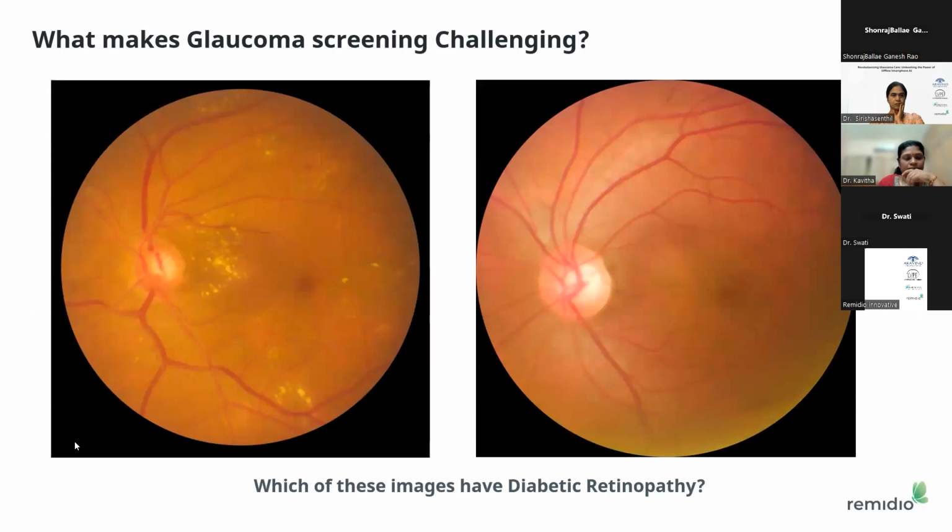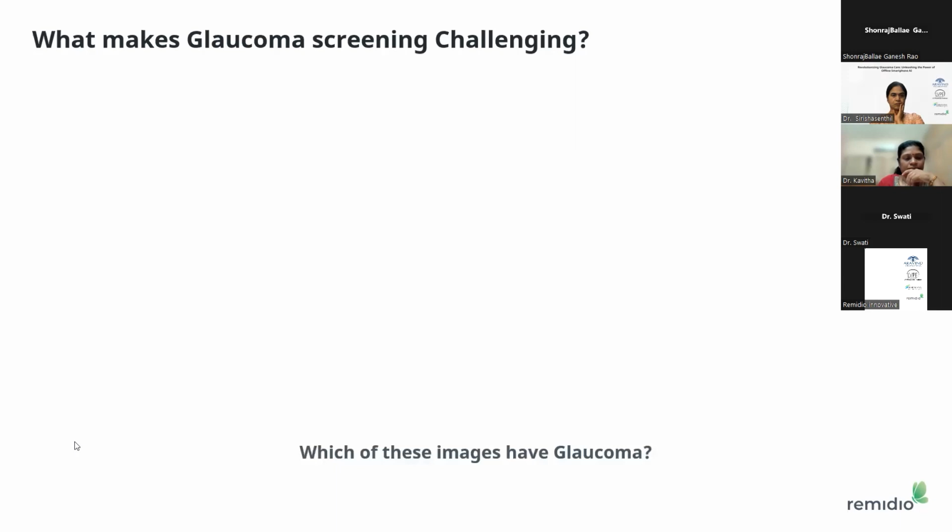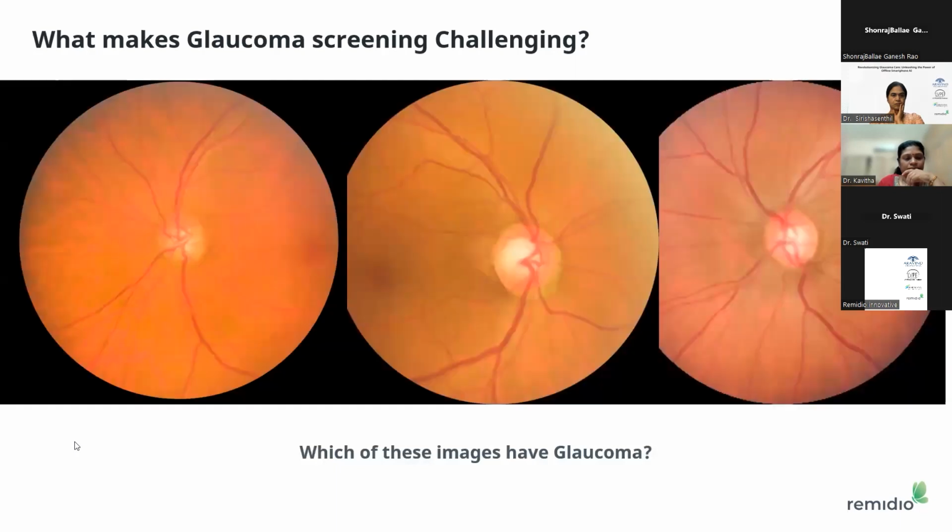Now, what makes glaucoma screening challenging? If we were to look at these two images and look at which of these images have diabetic retinopathy, I'm very sure all of us would be able to identify the hemorrhages and the hard exudates, and we know that the image on the left has diabetic retinopathy. Now let's do a small exercise. Let's have 30 seconds to look at these three images and let's see if we are able to identify which of these images have glaucoma.